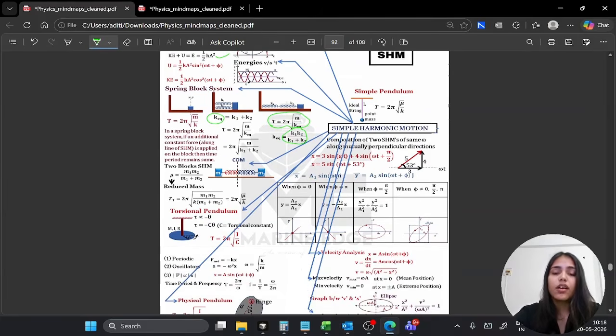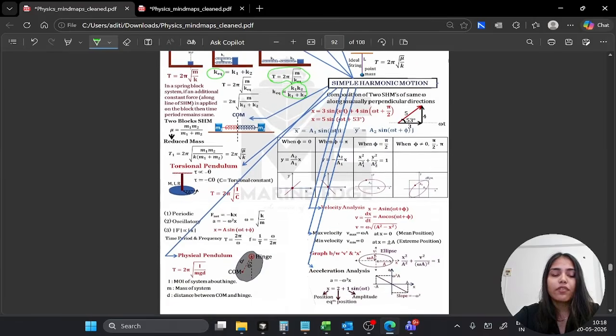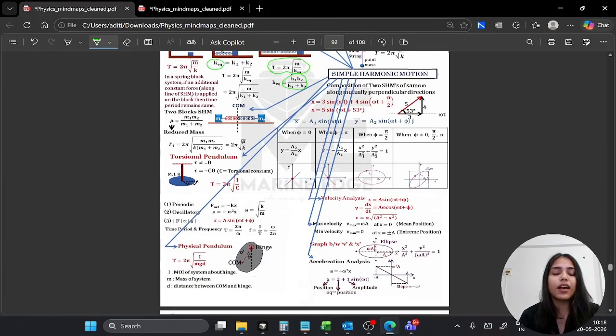Next, we have a torsional pendulum. Now, what is a torsional pendulum? A torsional pendulum is a pendulum where there is a disc attached at the base. In this case, the time period is 2 pi root I upon C. I is the moment of inertia of the pendulum about the midpoint. Now, moving forward, we have a physical pendulum. In the physical pendulum, we have a structure that moves like a pendulum. In that case also the time period is 2 pi root of inertia, that is I, divided by mgd. M is the mass of the object and d is the distance between the center of mass and the hinge from where the pendulum is oscillating.